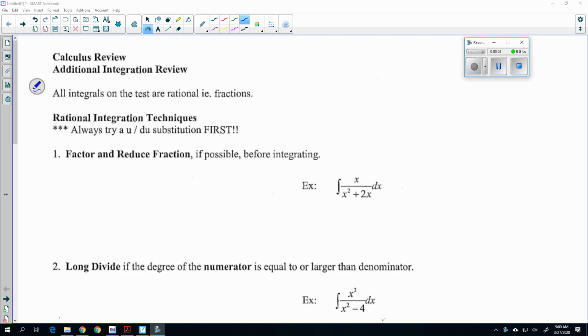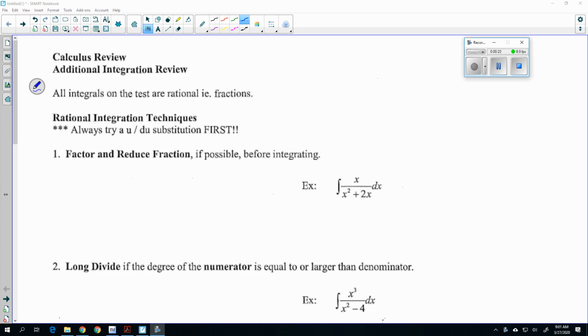The test I have coming up this week is on integration and taking derivatives of inverse trig. The integration part, they're all going to be fractions or rationals. So I just wanted to give you some techniques that we had looked at along the way, because they won't all be inverse trig functions when you integrate. So you're always going to try a u du first.